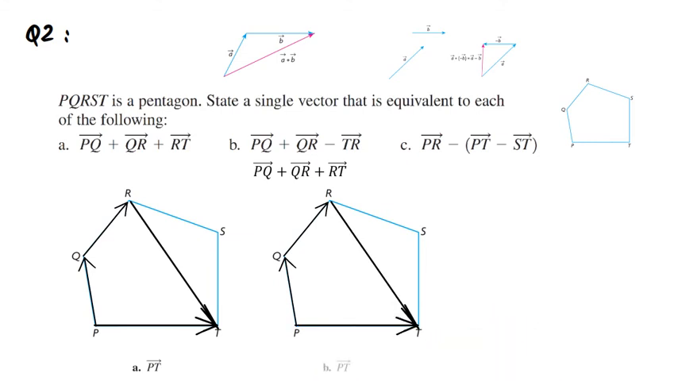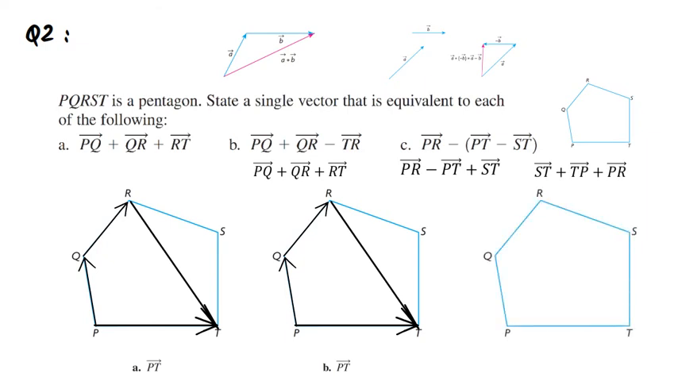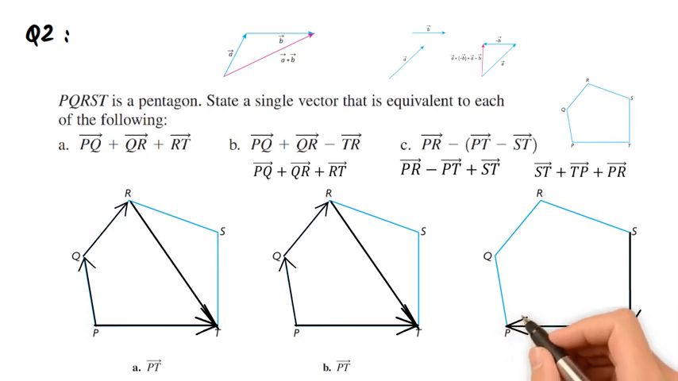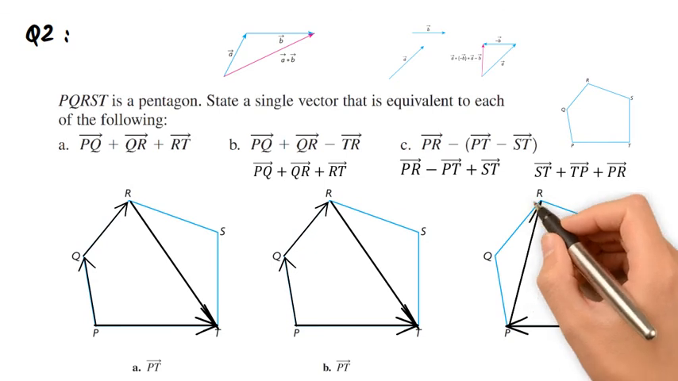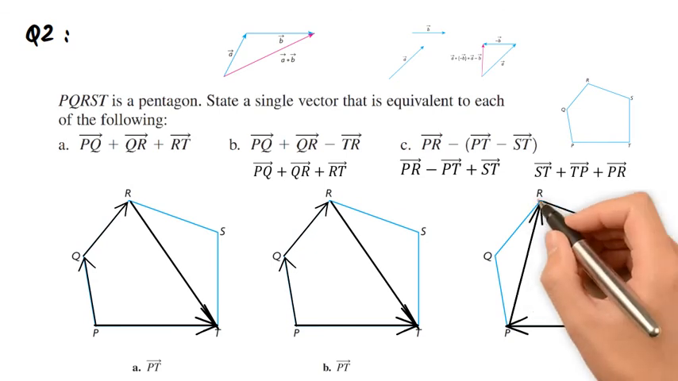The last one, we first take off the bracket and then the expression is rewritten. Then we substitute the subtraction with an opposite vector and organize their order. Now we will calculate the resultant for vector ST plus vector TP plus vector PR, and the answer will be the vector SR.